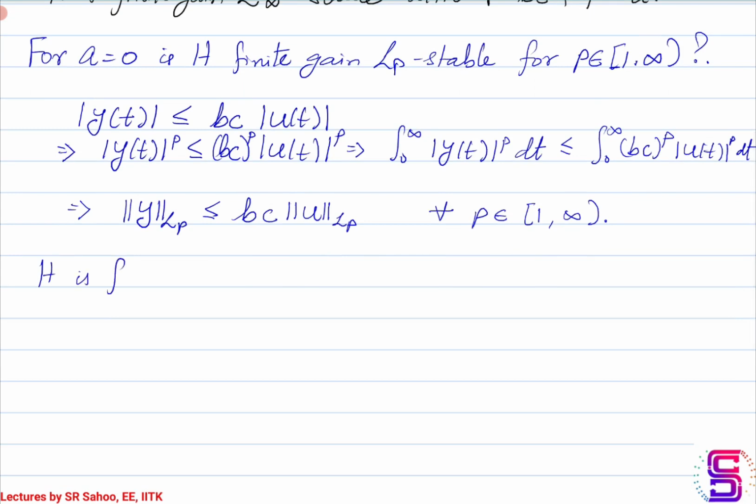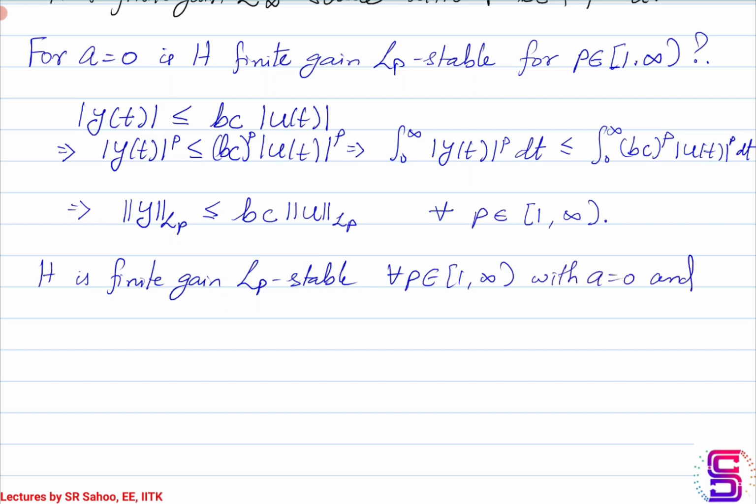the system H is finite gain LP stable for all p in the range 1 to infinity with a equal to 0 and the gain being equal to b multiplied with c. What you notice here is that the gain is b multiplied with c for finite gain LP stability, whether p is infinite or finite. So this system is essentially finite gain LP stable for all p.